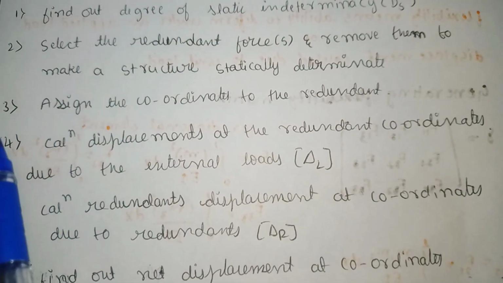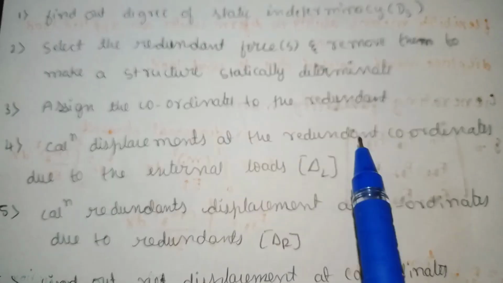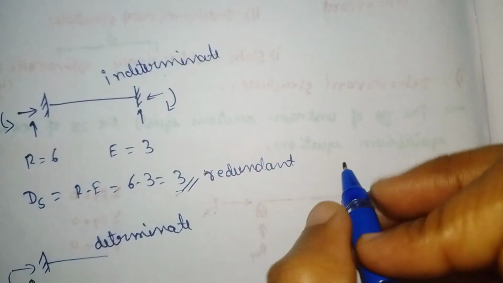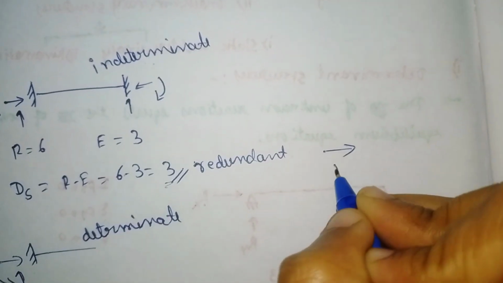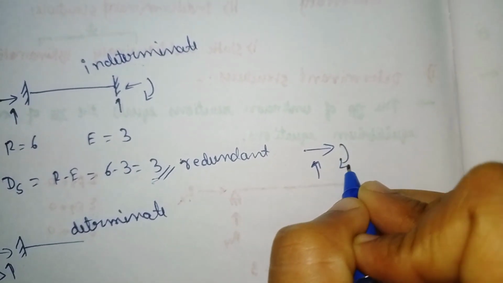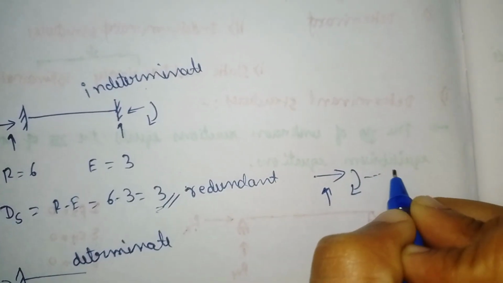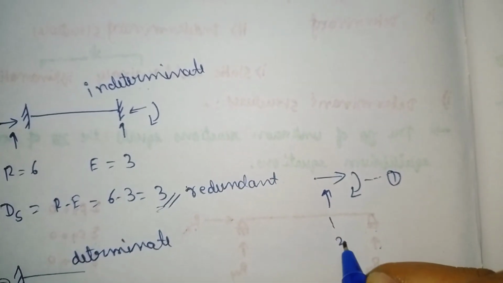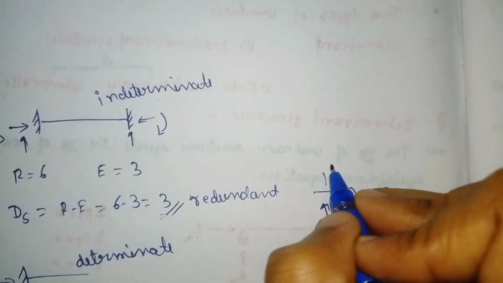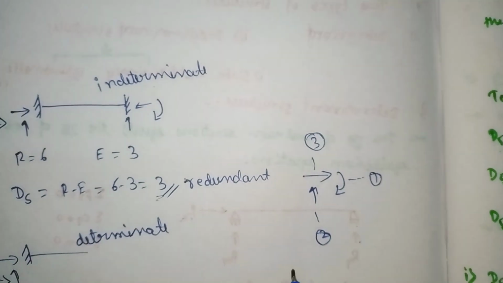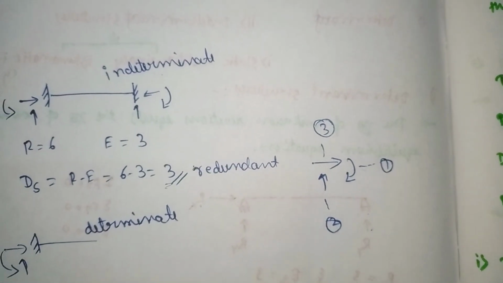Our third step is to assign coordinates to the redundants. The redundants are 3: one horizontal, one vertical, one moment. So we give names to these. For the moment I am giving number 1, for this I am giving number 2, and for this number 3. So this is our step number 3.